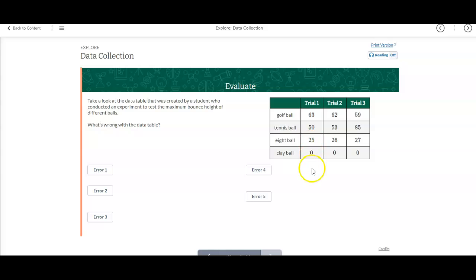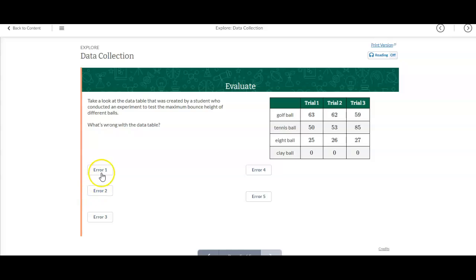All right, so for this example, this is what your chart would look like filled in, but you're able to take a look and see what's wrong with it. So if we take a look at the data table that was created by a student who conducted the experiment to test the maximum bounce height, what is wrong with the data table? So we see trial 1, the clay ball 0, 8 ball 25, tennis ball 50, golf ball 63. That seems pretty normal. These numbers look pretty normal. Okay, when we get up here, this 85 looks off. We didn't see anything really go that high at all. And then you have this other one that's 59, which seems a lot lower than these two.